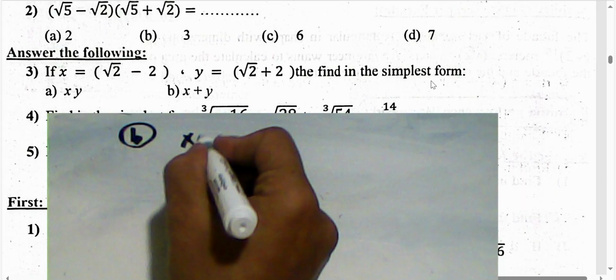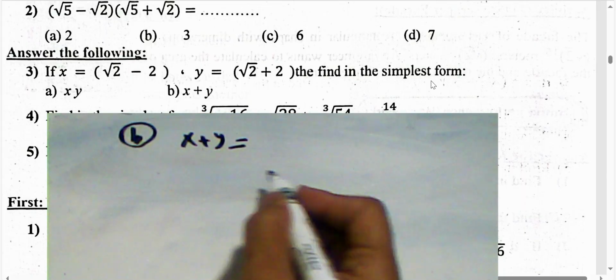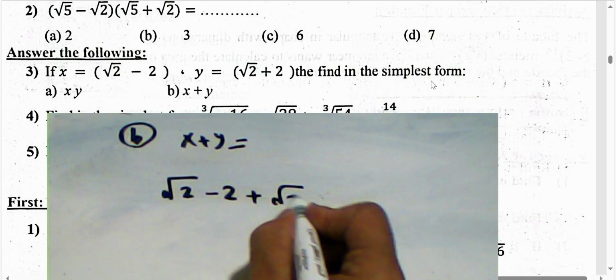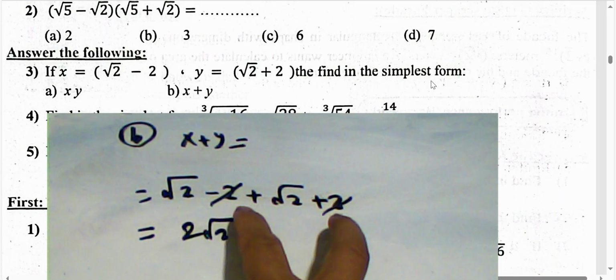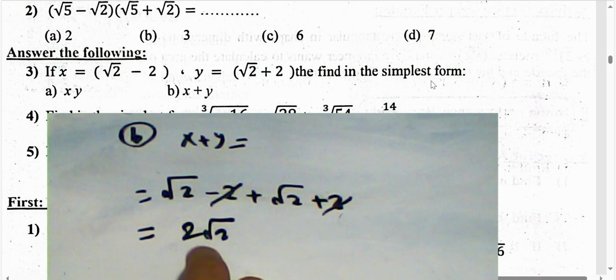It's the first question. Letter A and letter B, we have x plus y. It gives two numbers, x and y. X is root 2 minus 2, and y is root 2 plus 2. We have here root 2 and root 2, which makes 2 root 2. And negative 2 plus 2 is 0. We have two numbers that are additive inverses of each other. Then the result will be 2 root 2.